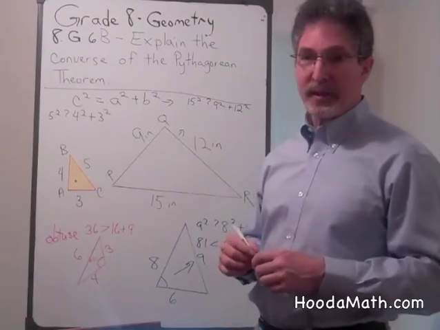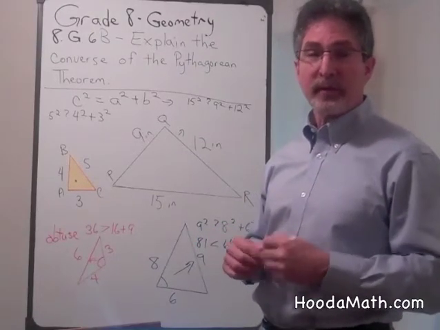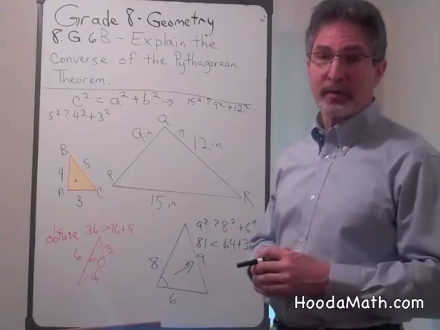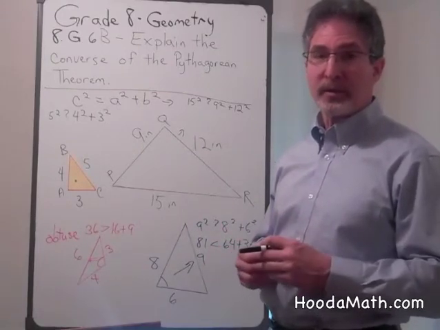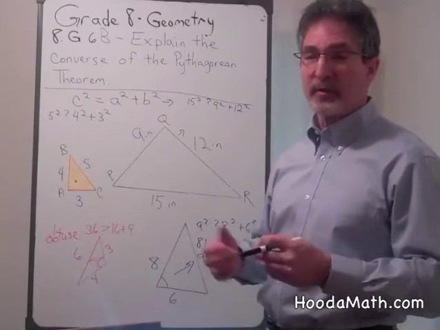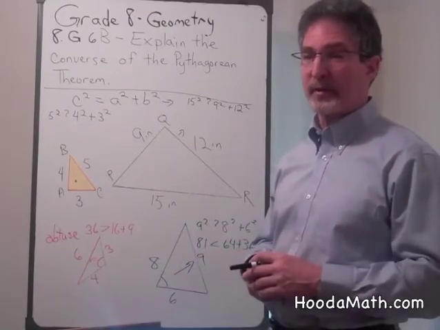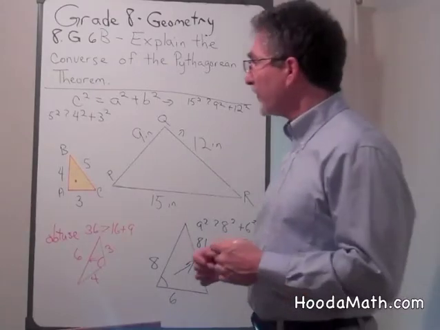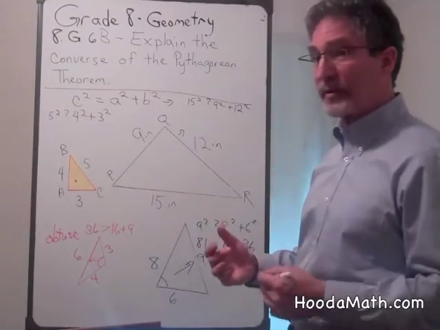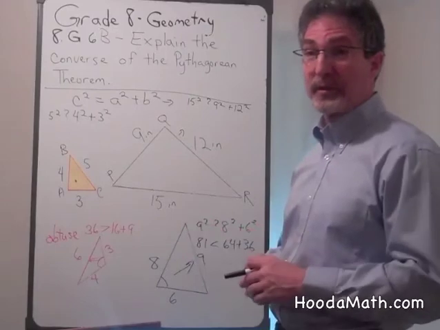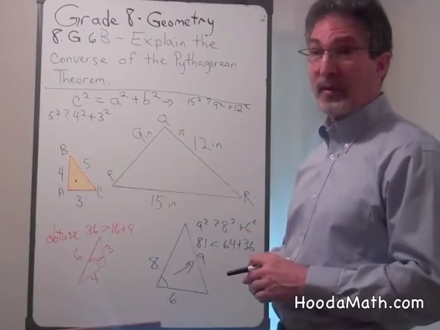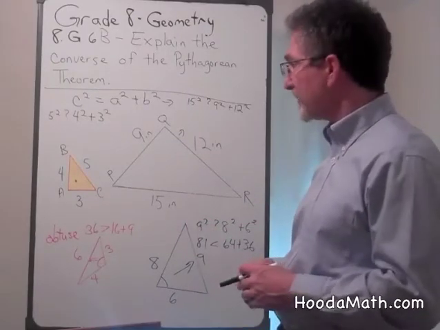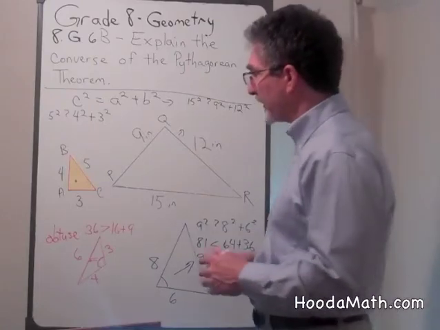The Pythagorean theorem states that the square of the hypotenuse in a right triangle equals the sum of the squares of the two legs of the triangle. Conversely, if the sum of the squares of the two legs equals the square of the hypotenuse, then you have a right triangle. So let's look at these examples here.